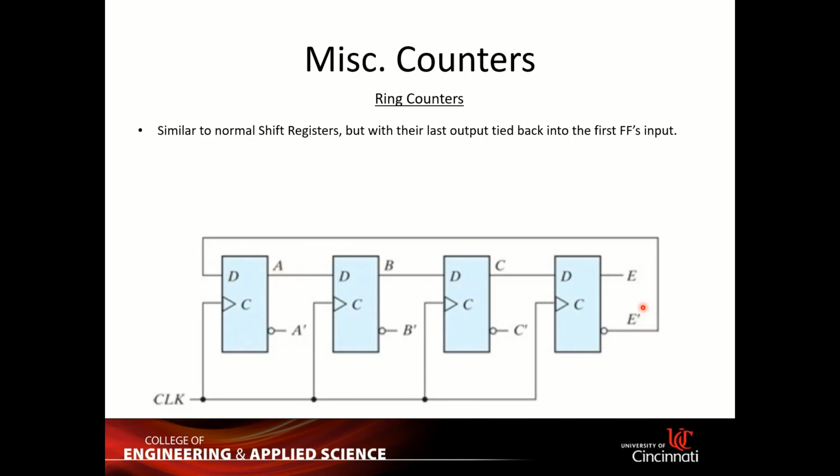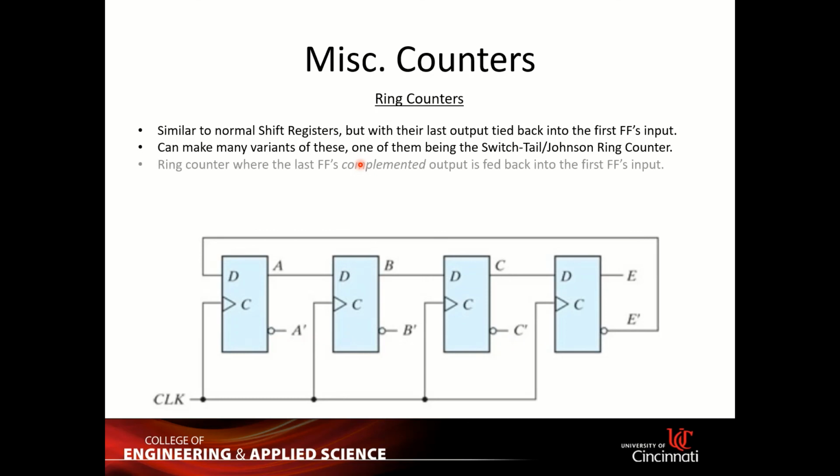But here, instead of leading E, I lead E0. So it will give me some kind of flickering transitioning. This type of counter is called a switch-tail counter, or another name is Johnson counter, ring counter. So the ring counter is where the flip-flop complement, which is this, is fed back into the first flip-flop input. So let's say everything is 0, can you imagine? Start with A0, B0, C0, E0. Then E0 is 1, right?